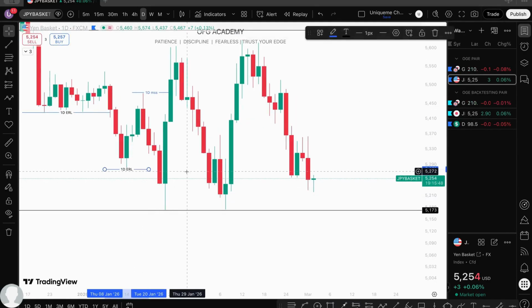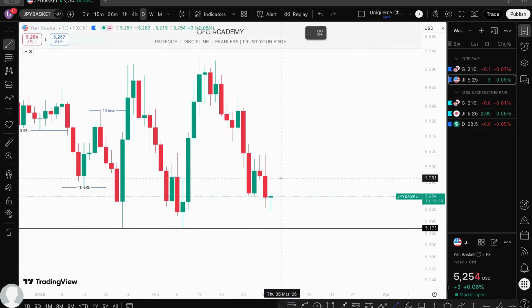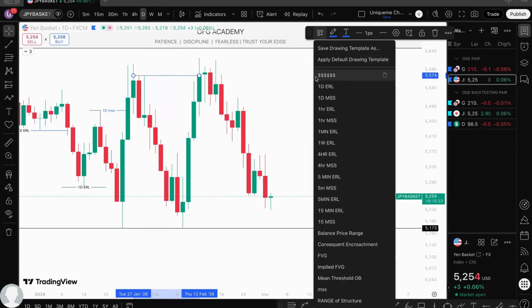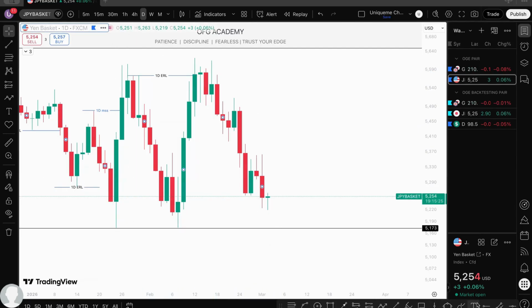You see it yourself. Price came and tapped on the rejection block here, if you can see it. And if you look inside here, there's a swing point where price did a shift of market structure, as an external range liquidity, and also took liquidity above here. Now this is the new range.